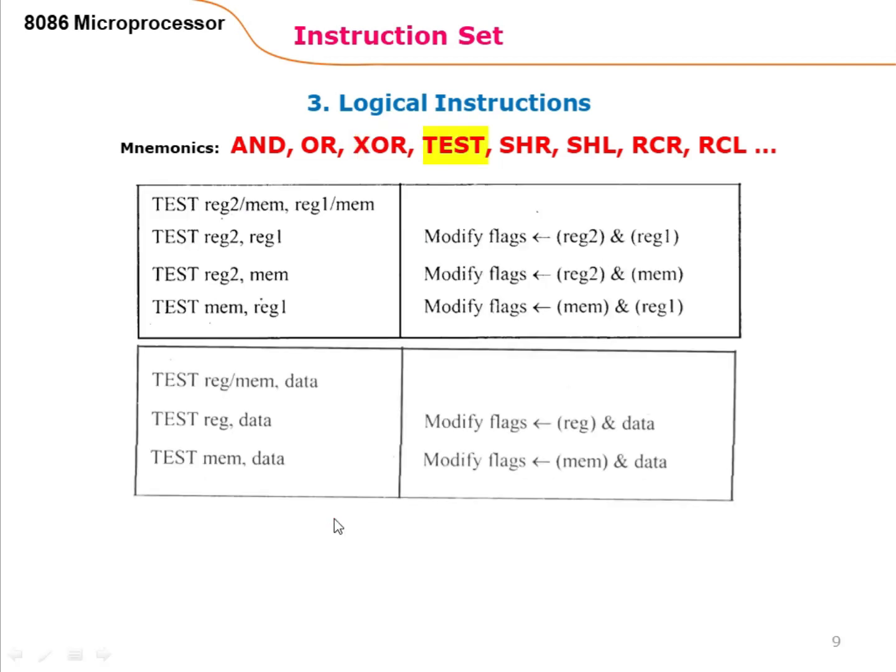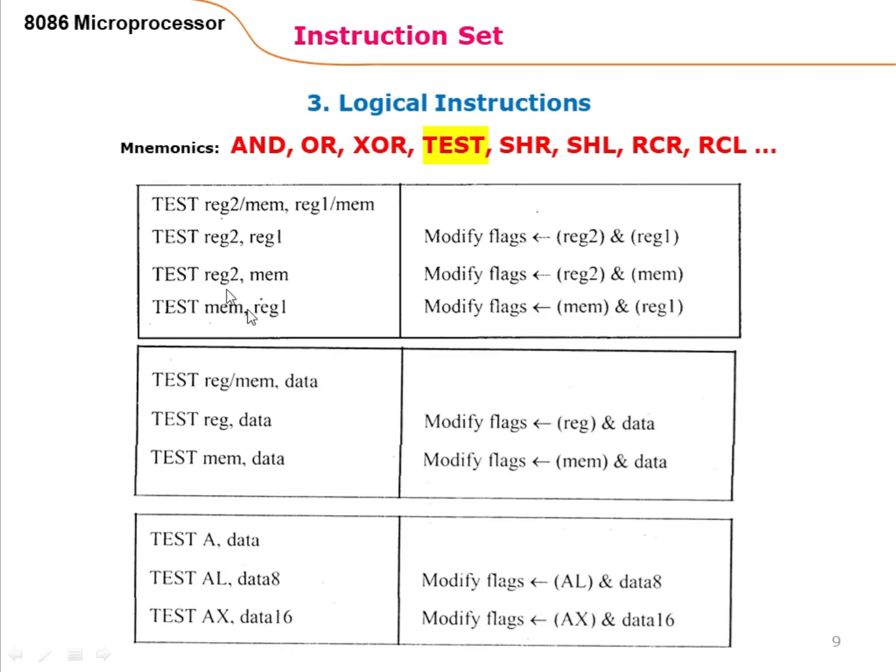Next is a test operation. This test operation also works the same. The first and second operand may be register or memory. It can also work on immediate data, and the immediate data can be 8-bit or 16-bit. Other operation is same as the ANDing.